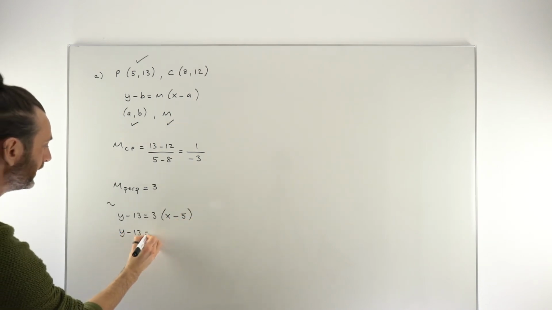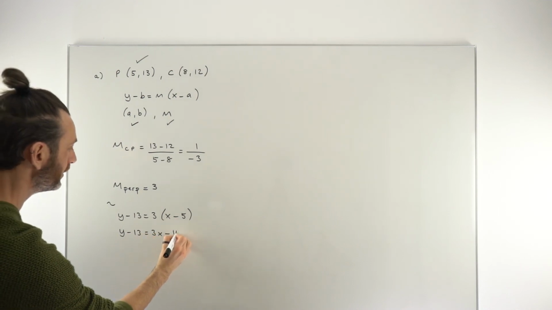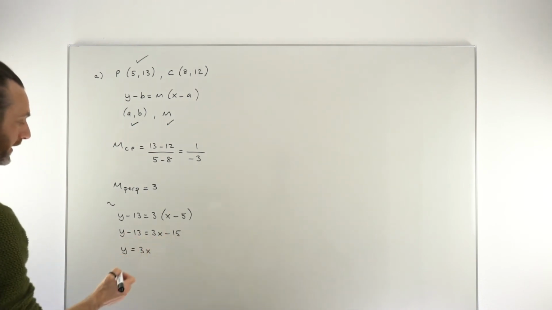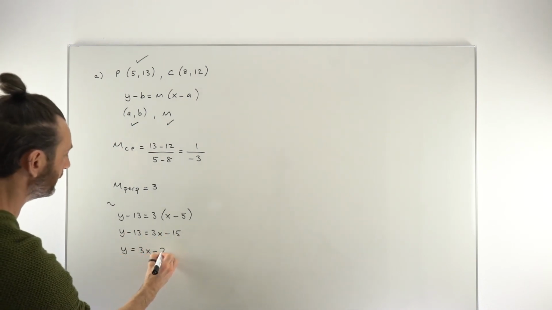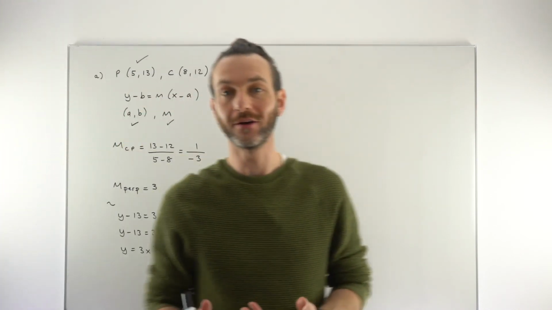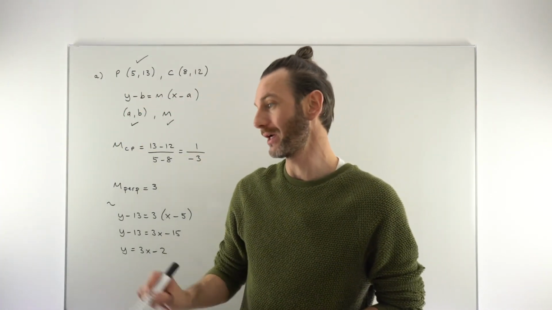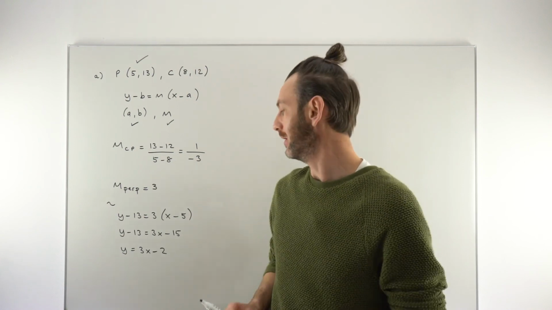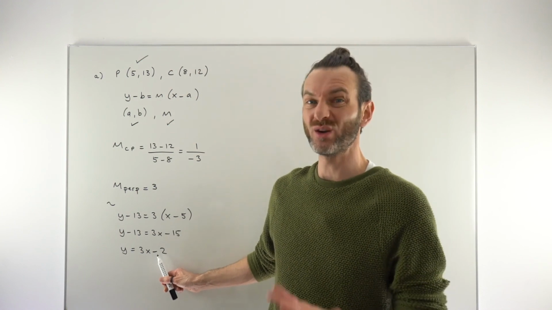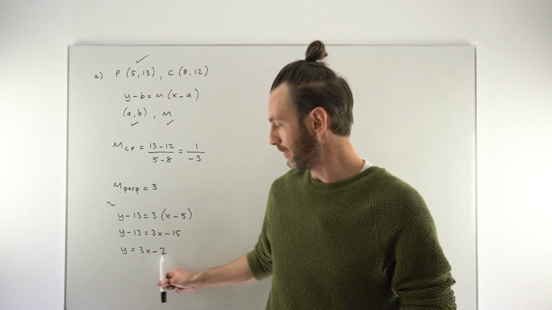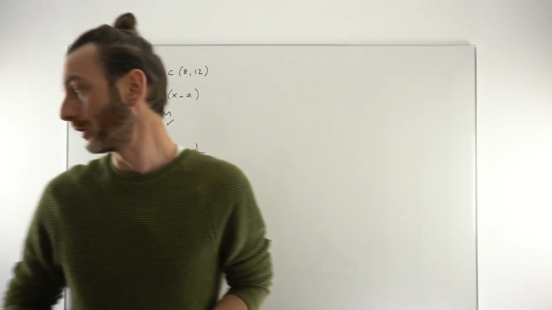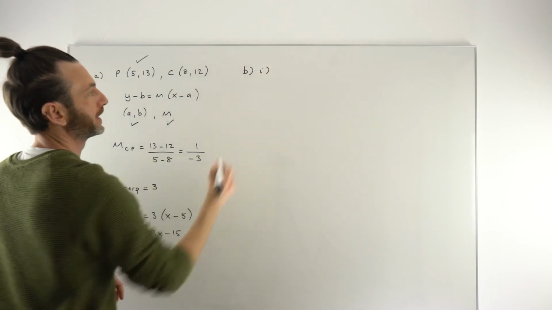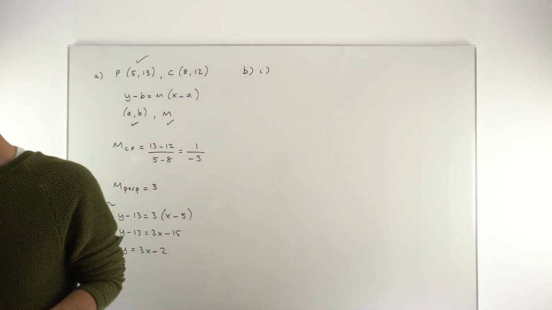So y minus 13 equals 3x minus 15, and then we get y equals 3x minus 15 plus 13, which is 3x minus 2. And again, checking your diagram is always good for straight line questions in particular. You can see that the y-intercept, which is point T, the next part of the question, could be at negative 2. So that fits in with the geometry, helping to validate that it could be a correct answer.